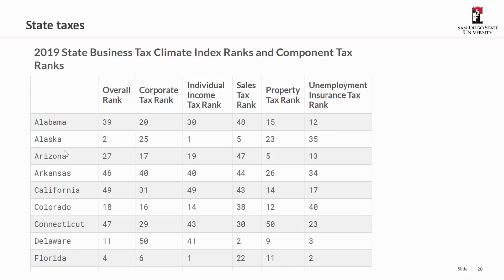So just out of curiosity, if you wanted to look at what some of the components of the business tax climate are, it includes the corporate tax rank, the individual tax rank, which I showed you earlier, sales tax, property tax, and an employment tax. And you can see that for the most part, California is pretty high on most taxes.